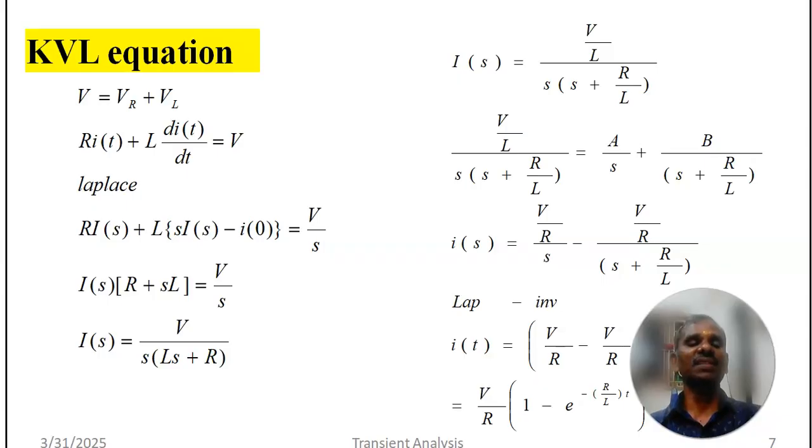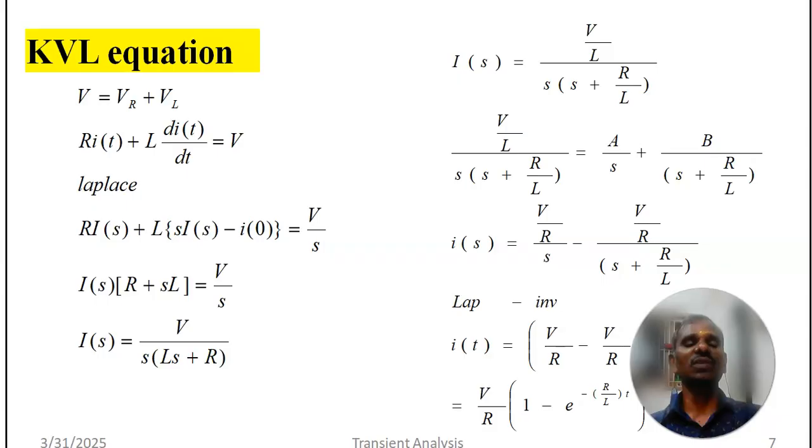And this can be represented in terms of current equation by using Ohm's law. So R into I of t, where t is the transient time. Here it will be continuously changing, so R times I of t, plus L into di by dt, which is equal to voltage V.